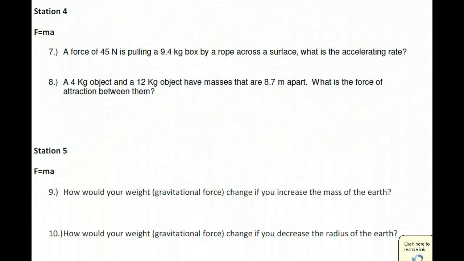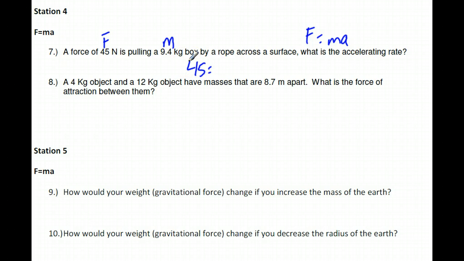Number 7, where it says we're using F equals ma. It says a force of 45 newtons is pulling on a 9.4 kilogram box, that's my mass, by a rope across the surface. What is the acceleration? So we use F equals ma. We have 45 equals 9.4 times the acceleration, and we're going to divide both sides by 9.4 to find a. So that is 45 divided by 9.4 equals 4.787, which, to 2 sig figs, is 4.8 meters per second squared.